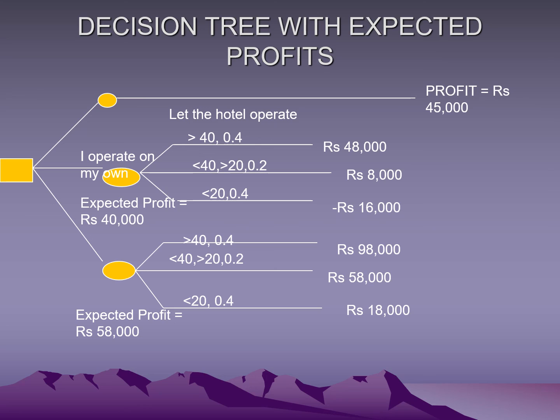Here, if you see, the expected profit in the second option is 40,000, and expected profit if you operate with the help of a snowmaker is 58,000. Thus, go ahead for the third option.